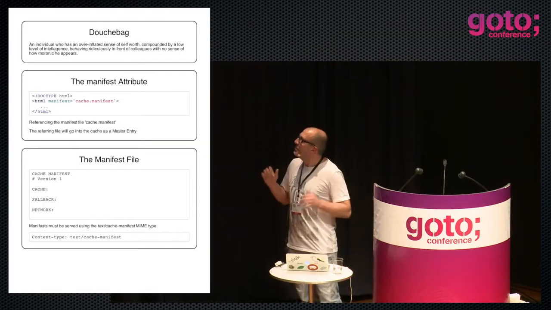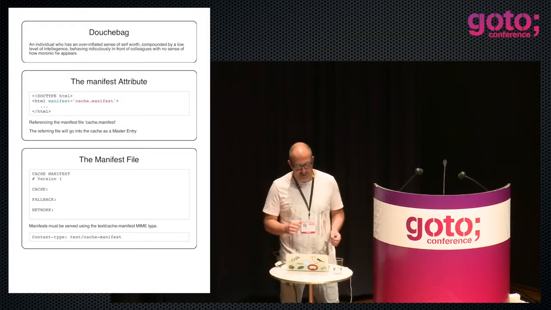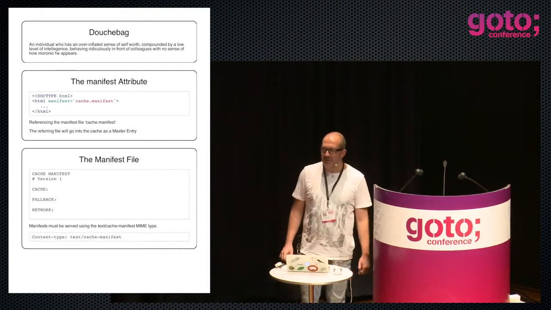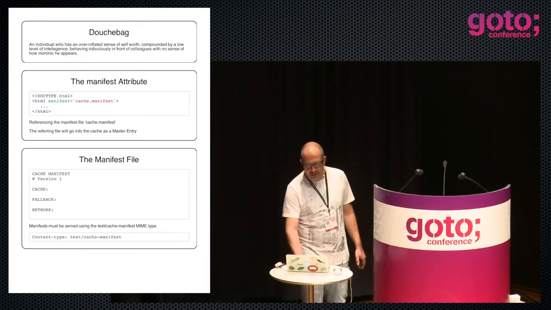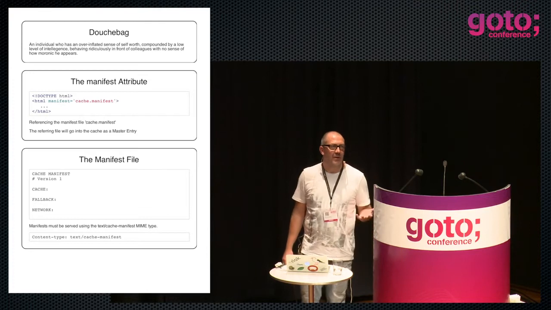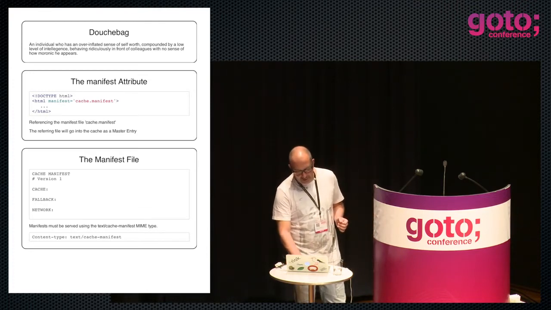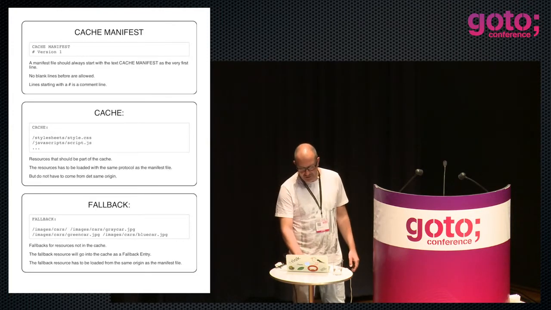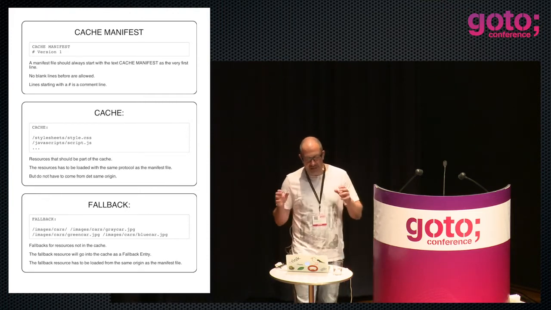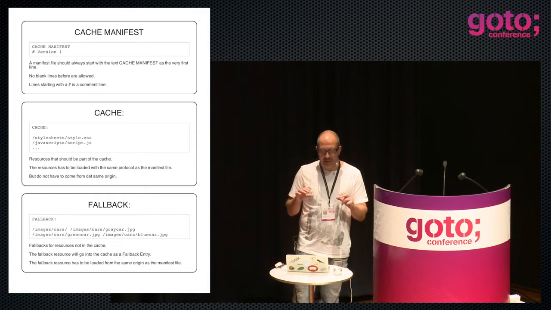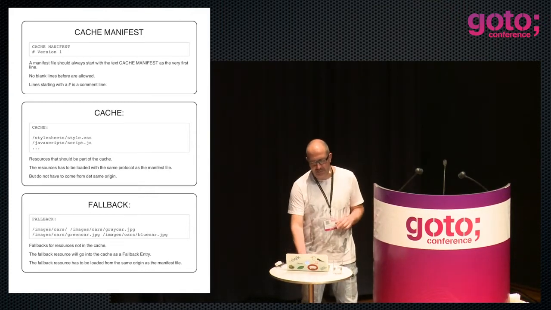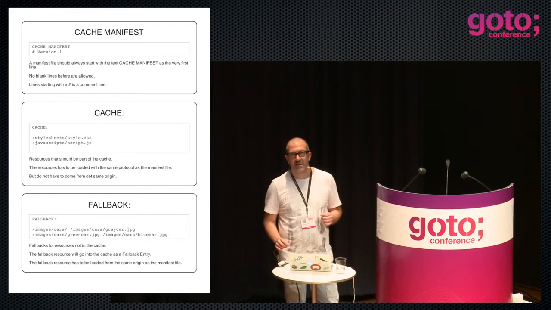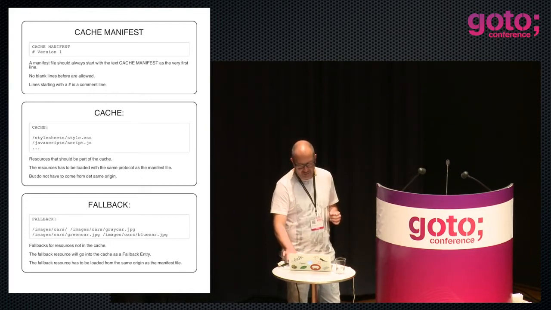Okay, now the technical parts. To use an AppCache, we have to include an attribute manifest in the HTML tag, and then refer to a manifest file on the server. And usually this file is called cache manifest, but you have free choice. The files that are referencing a given manifest file will go into the app cache as master entries. We'll see why this is important later.